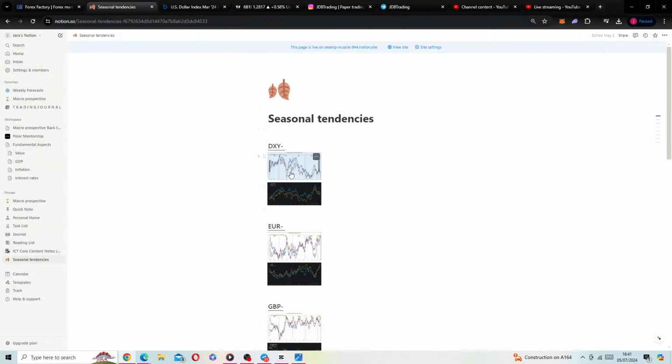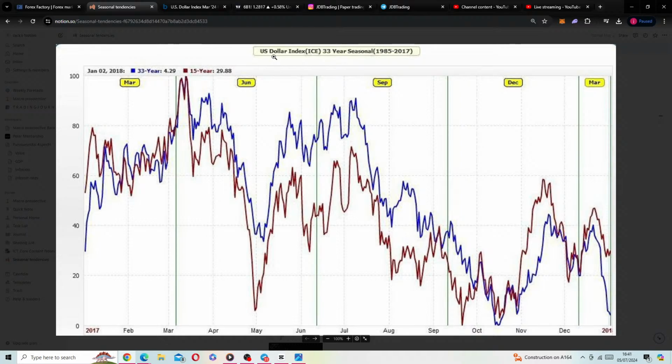These are a macro bias I use. June, we moved higher into June. Yep, we did. Into July, we've moved higher? No, we haven't, we've moved lower. So that's invalid right here. But we do move lower into August.